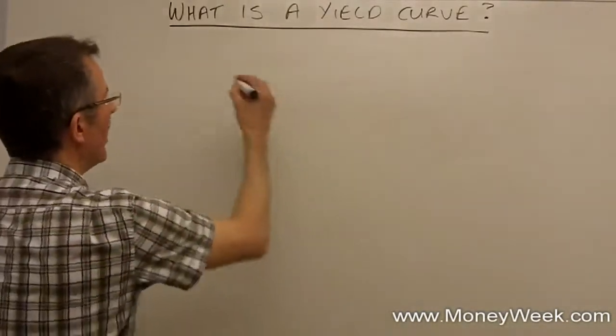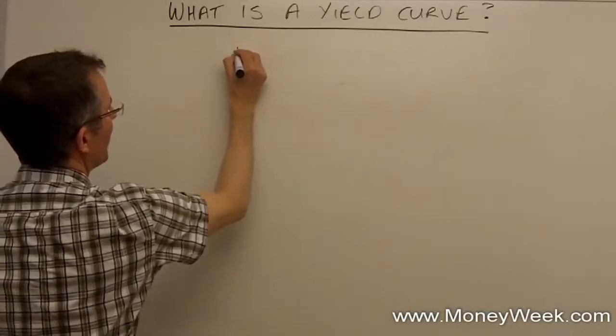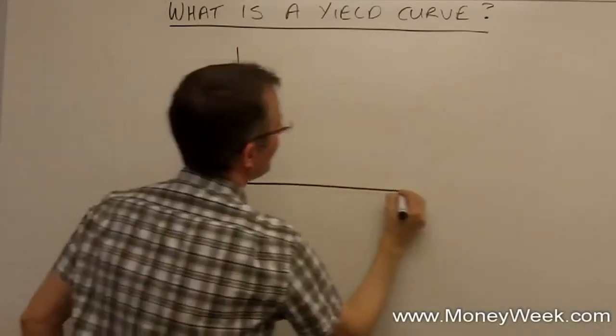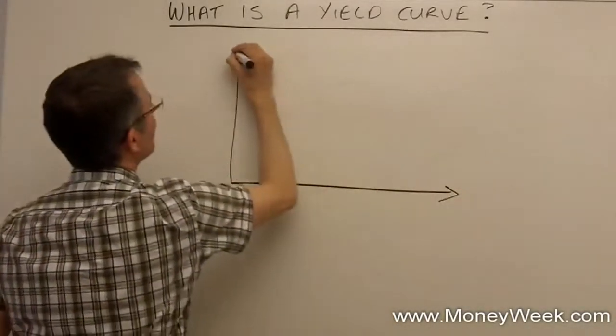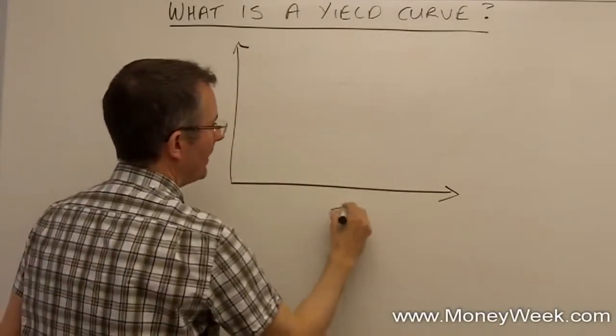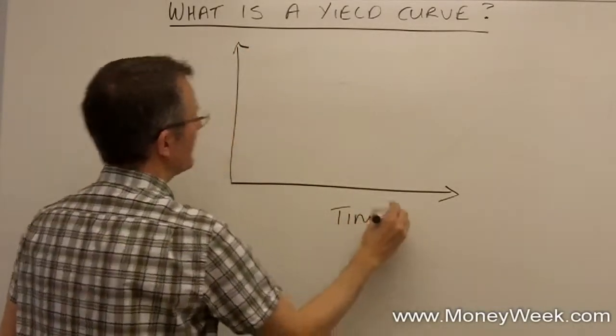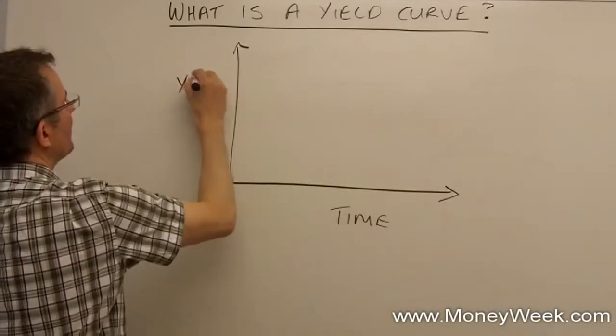Okay, so how does that work? Well, in a nutshell, a typical curve is built on a graph. So we're going to have two axes, let's say, like most graphs do, time and yield.